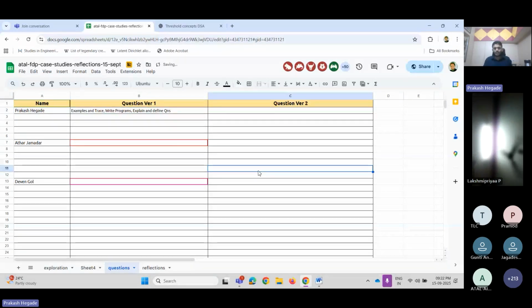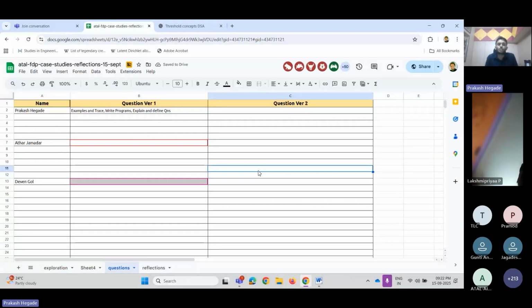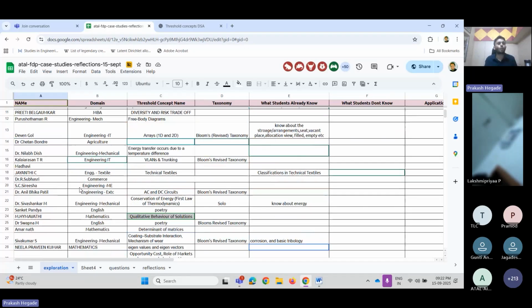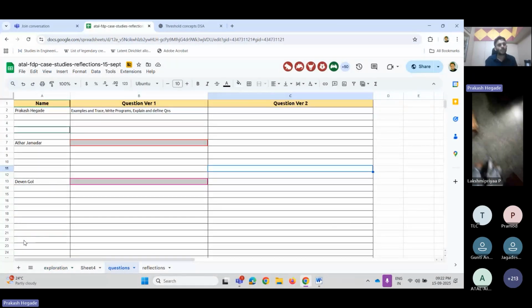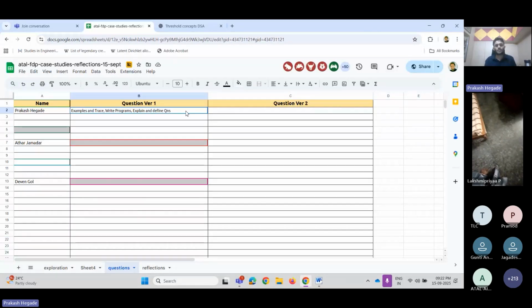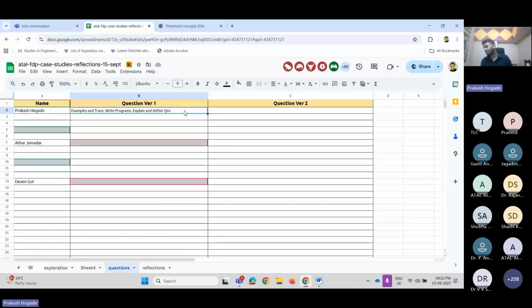So you're just writing what kind of evaluation you did earlier, and please pick up the same row so that everything remains intact. Okay. In exploration, if you are at row number 22, even in the question sheet, please pick up row number 22, write your name again and say, before using the case study, what kind of questions you used to ask earlier.